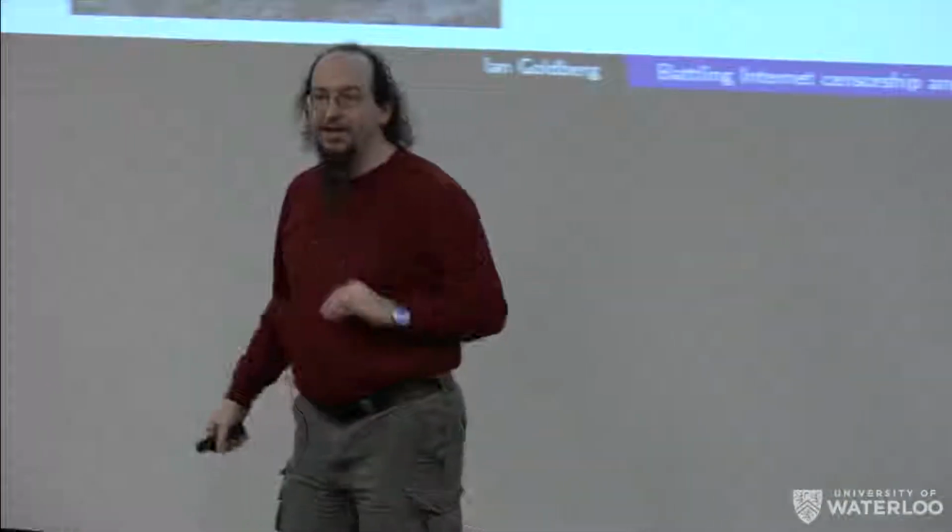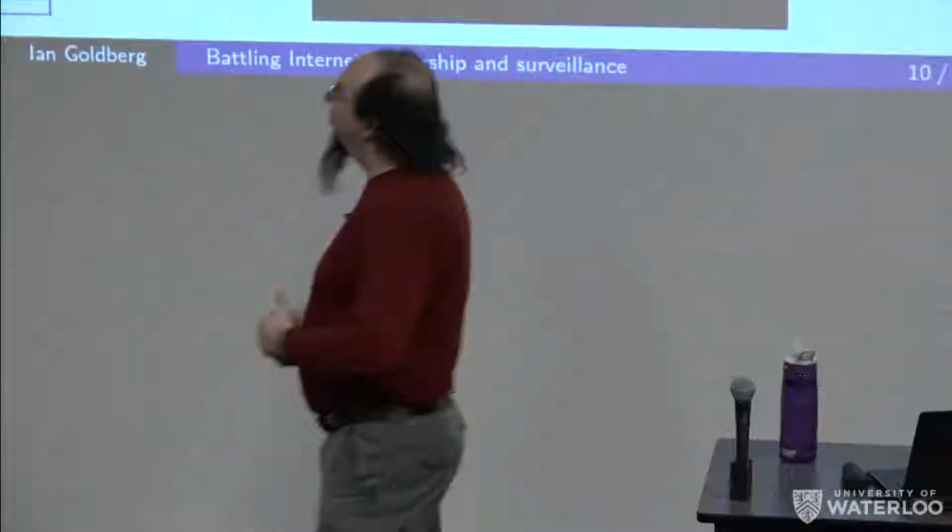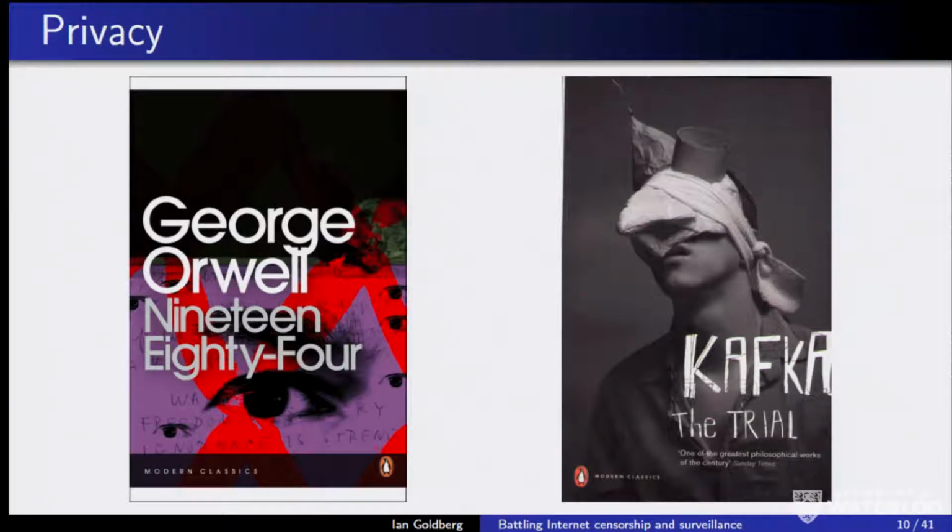And Solove, in this last work I mentioned, But I've Got Nothing to Hide and Other Misunderstandings of Privacy, gives a very nice example. So here are two classic works from literature, George Orwell's 1984 and Franz Kafka's The Trial. And Solove compares and contrasts the privacy issues in these two books, okay?